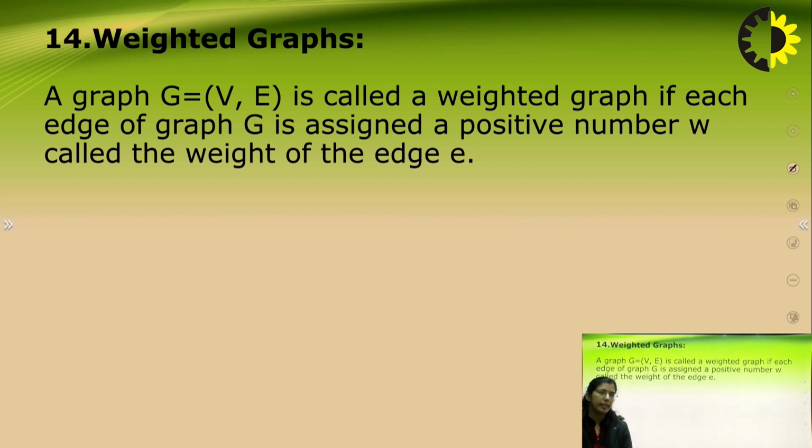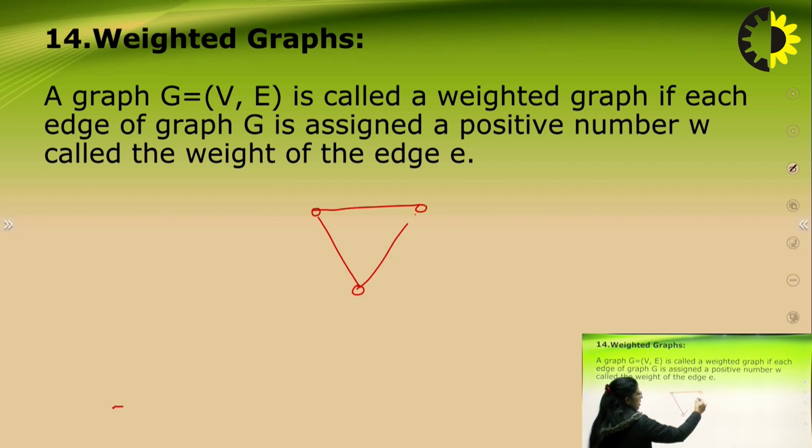Last one is weighted graph. In the case of a weighted graph, if each edge is assigned a positive number, then that is known as the weight of the edge. For example, let's say in this graph, the weight of this edge is 4, this edge is 2 and this edge is 5. So these denote the weights of the particular edges. So this is known as a weighted graph.